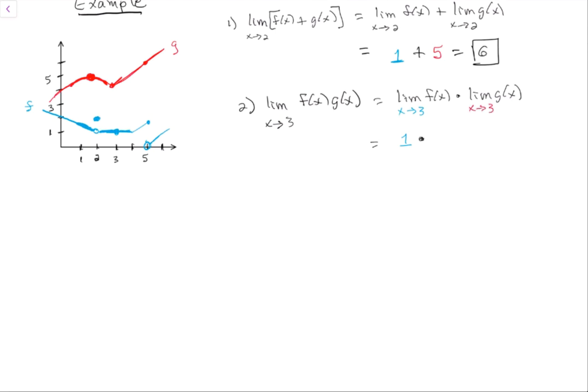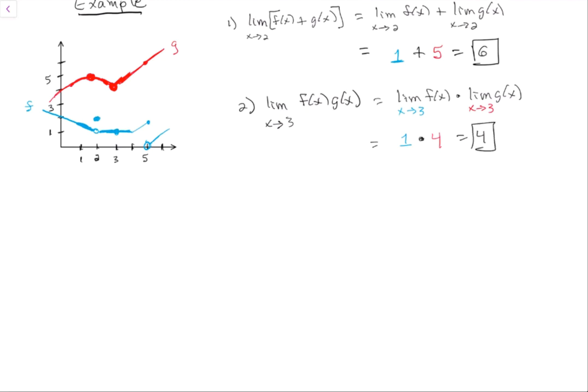And then we're going to multiply that by what the red graph g is doing as x approaches 3. When I look at the red graph of g at x equals 3, again without gridded graph paper, I'm trying to indicate that that is 4. So as we approach from the right and from the left, g is trying to get to 4. So we take the product of those two. 1 times 4 is 4.